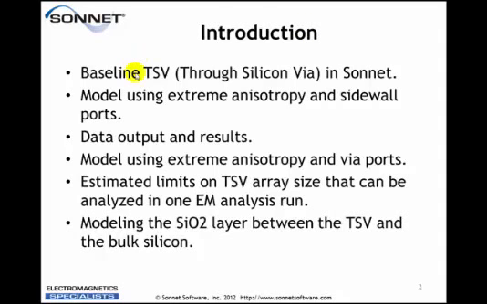I will start by talking about a baseline model for through-silicon vias. This will be effectively what we consider to be the correct answer. It takes a long time to analyze, but we want to see if the extreme anisotropy model using sidewall ports will provide the same answer as the baseline model. We'll take a look at data and output results, and then we will check the model using extreme anisotropy and via ports. This is the approach that will give us the maximum speed and allow us to analyze the largest arrays.